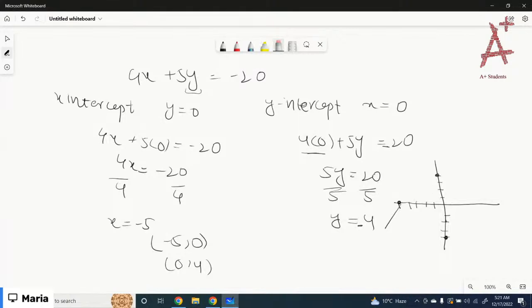So basically the equation of the graph is this one. Got it?